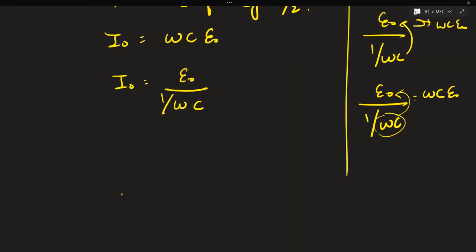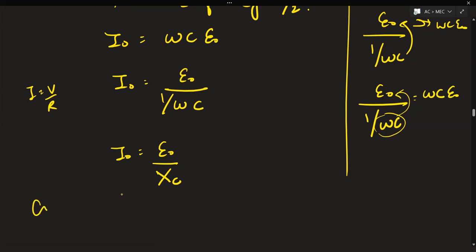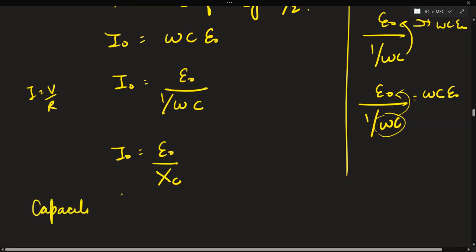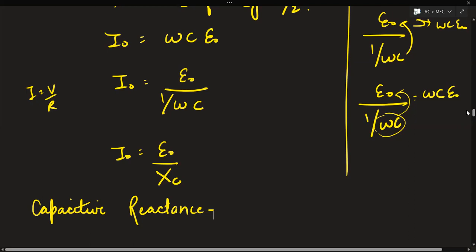Now from here, this constant term that you're getting, if you compare I is equal to V by R, obviously this is the resistance term. You can write it as XC. XC is the capacitive reactance. The way we had inductive reactance, here we have capacitive reactance. You have capacitive reactance in the case of a circuit containing only a capacitor.